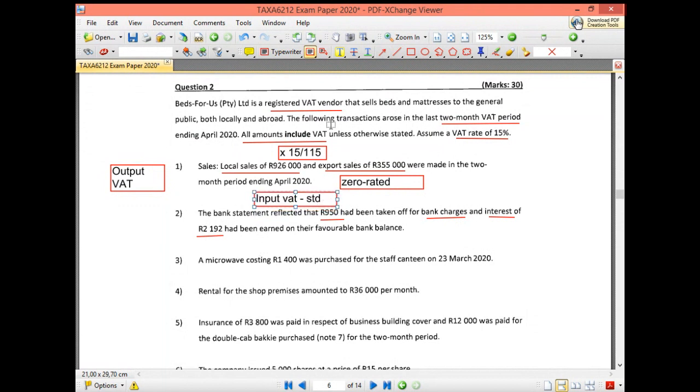Then the interest that has been earned on a favorable bank balance. So a favorable bank balance makes this income. So this is interest income, which you would show under your output VAT, but interest is an exempt supply because it is a financial service.